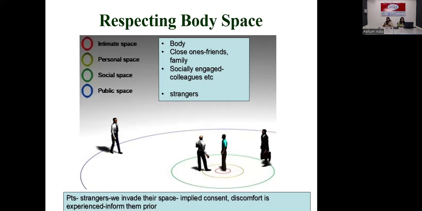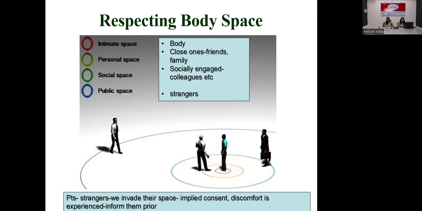So when patients come to an OP or come to us, either doctors or nurses, we are somehow invading their personal space. We are actually invading their personal space. And we don't seek any consent for this. We directly go and touch and take the vitals. Everything is being done without any consent.